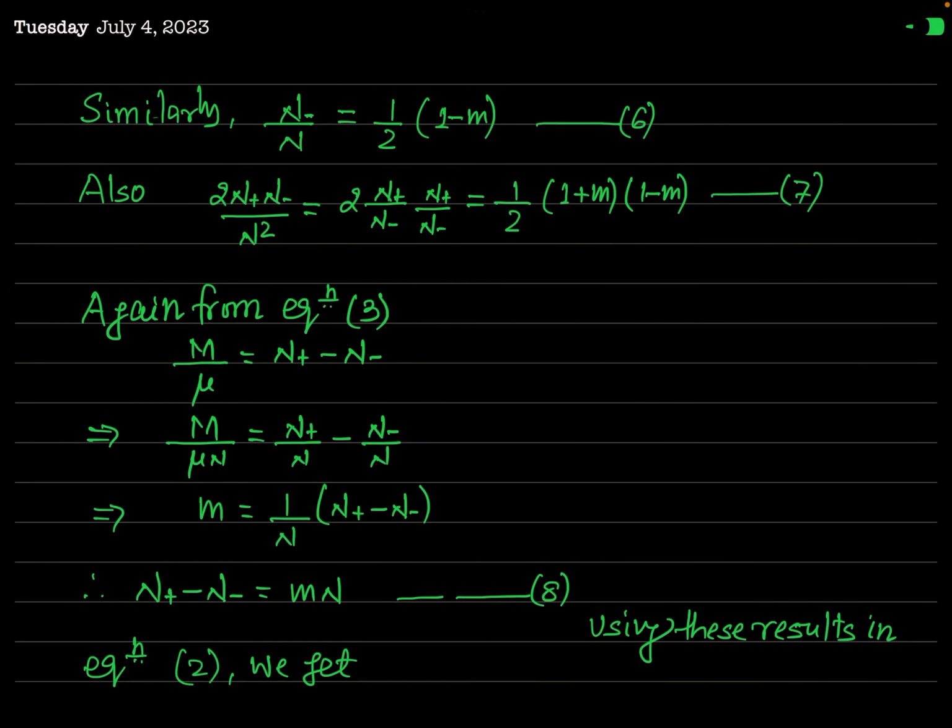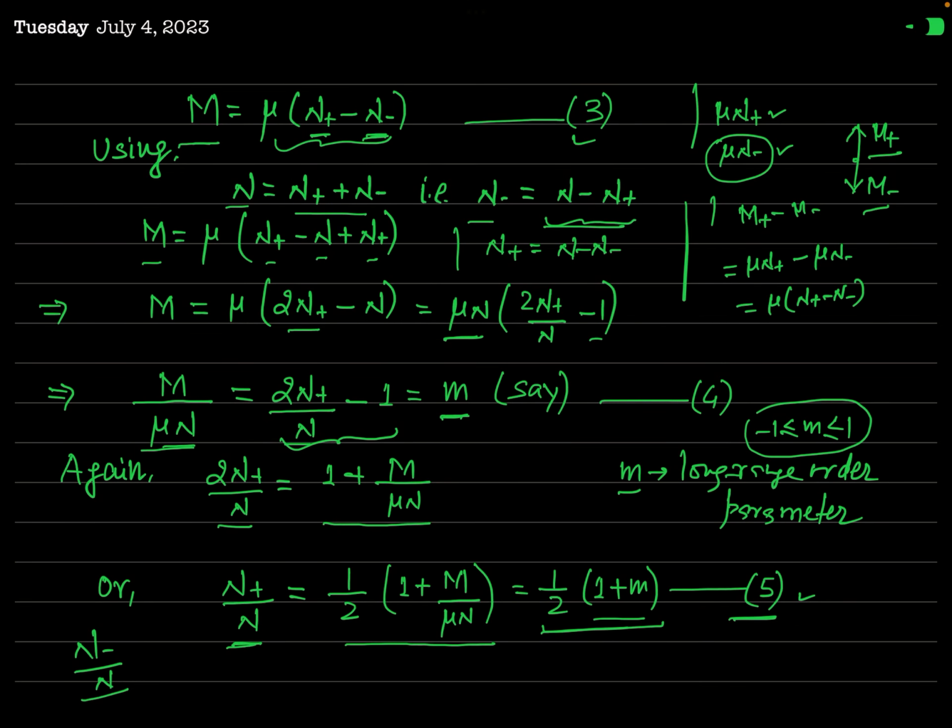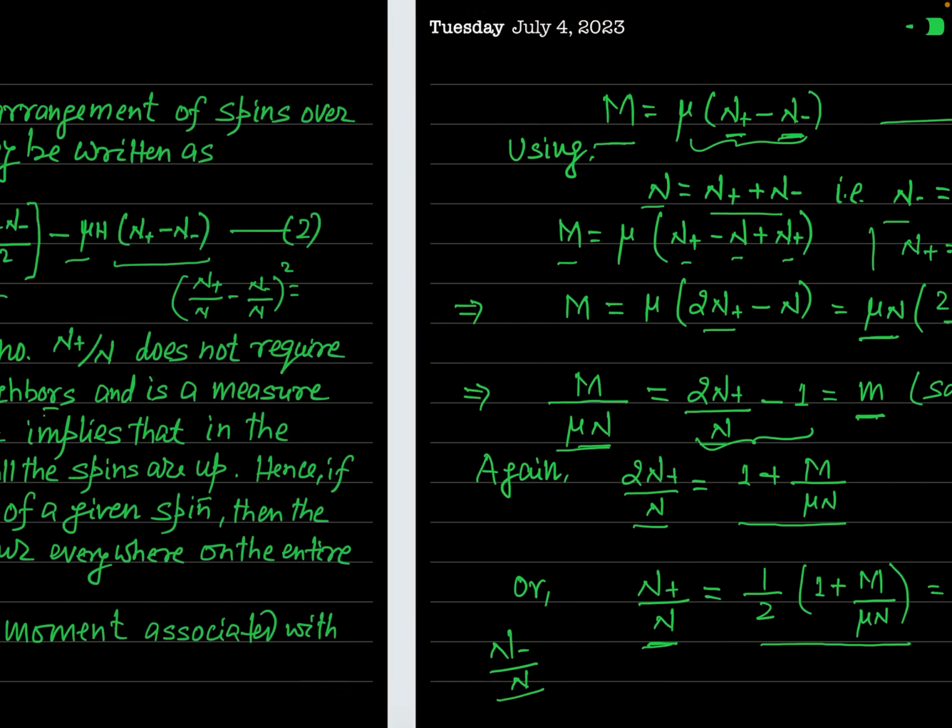What will be the result? That will be 1 minus m. So I have directly mentioned here that n minus by n will be equal to 1 over 2 times 1 minus m. Okay. Now, in terms of this long range order parameter m, you have calculated the value of n minus divided by n. You have also calculated the value of n plus by n as in equation 5.